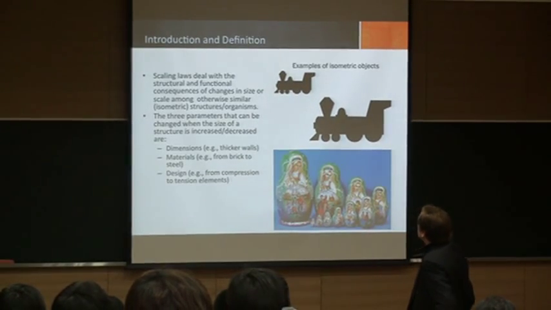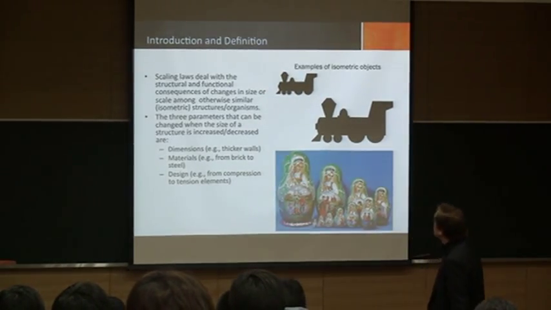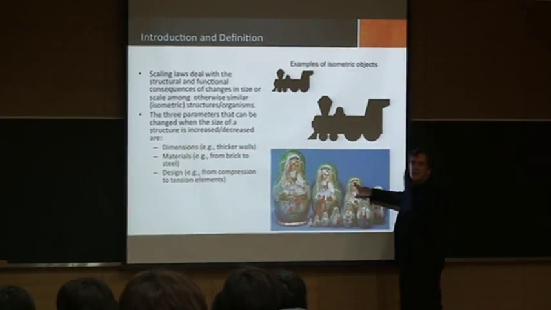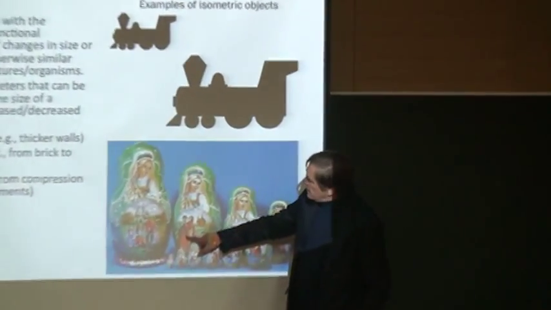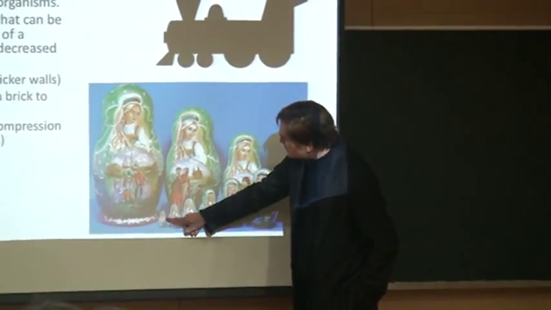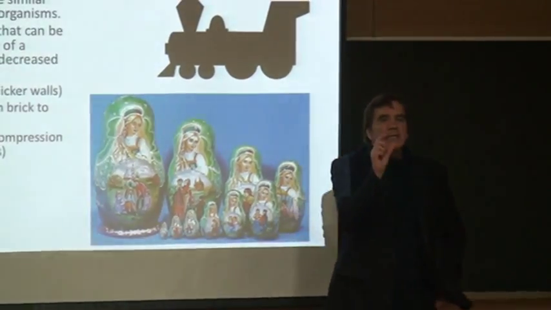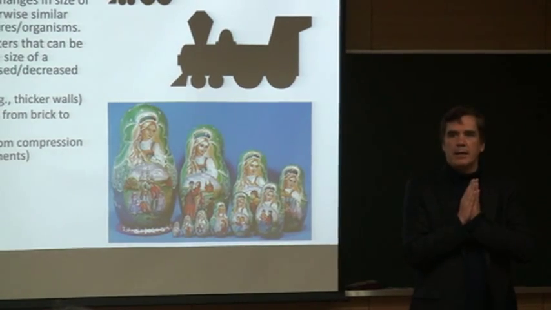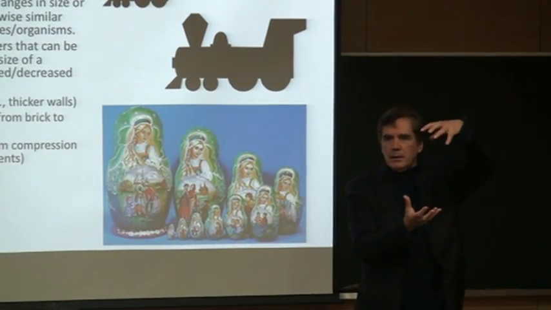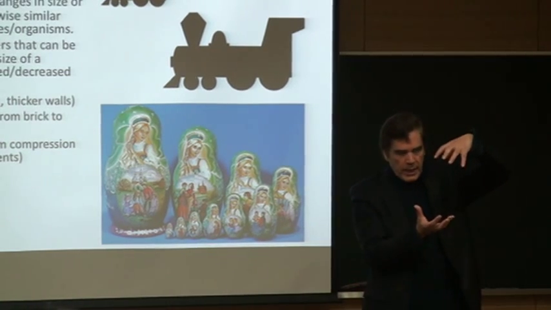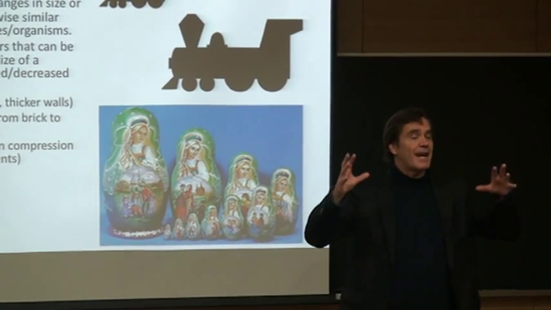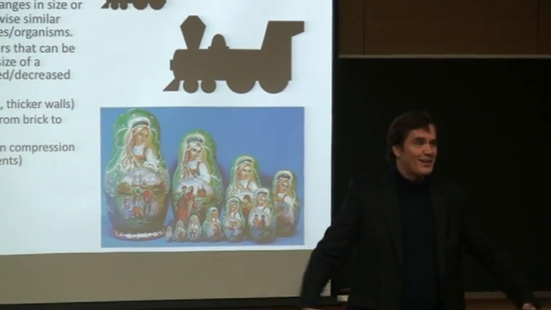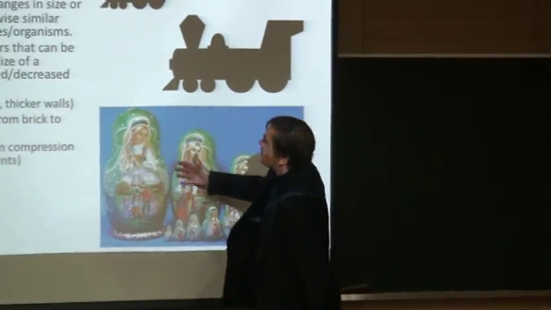So, still about this definition and introduction to scaling laws, you've seen these things, right? These Russian nesting dolls. You can see if I go from the large to the small one, they all retain their aspect ratio. That is called isometric scaling, and that's what we're talking about when I make a structure, and I want to look at what happens when I make it small, I need to scale it isometrically. I cannot make it very different. Let's say I cannot make it very fat when it's small. It needs to have the same aspect ratio.